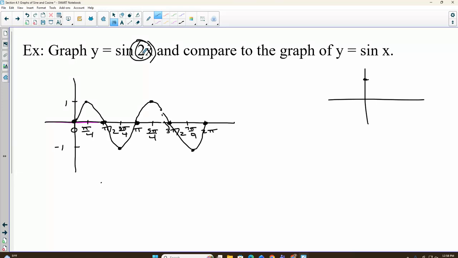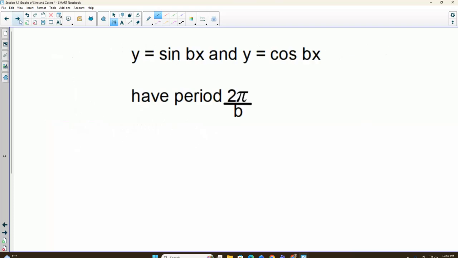All right, what do you think would happen if I put a 1/2 x? It would stretch it out. So then instead of repeating after 2 pi, it wouldn't repeat until we got to 4 pi. It would make it get longer. If you have sine or cosine with a number multiplied with x, that changes the period, the length of time until it repeats. And our period is found by taking 2 pi, the normal period, and dividing by that number.